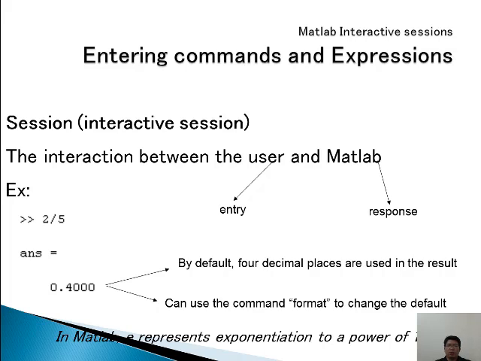So basically, in Matlab, we have interactive sessions in which the user interacts with Matlab. Okay, for example, let's say I write 2 left dash 5. This means I want to calculate the result of 2 divided by 5. So obviously the result will be 0.4. By default, Matlab will use 4 decimal places in the result, but of course you can change this to a different type if you want.